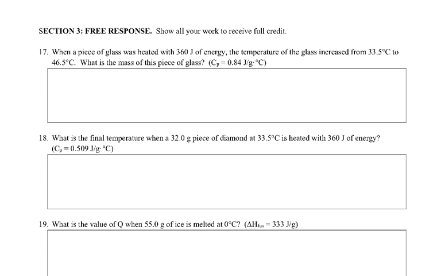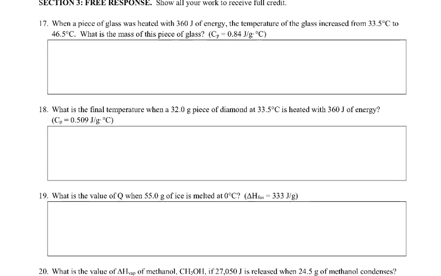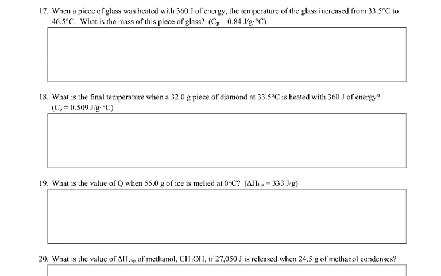Okay, now the FRQs. When a piece of glass is heated with 360 joules of energy, the temperature of the glass increases. We are heating up some glass, and we're given that CP, so we know the equation we're using is Q equals M delta T CP. Okay, so that's the clue of what equation. So we're looking for those things, and we're saying what is the mass? So we're looking for mass.